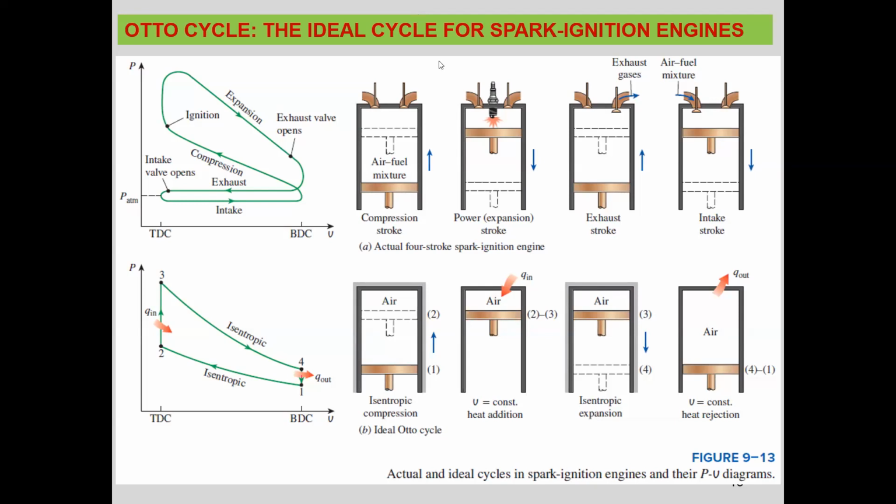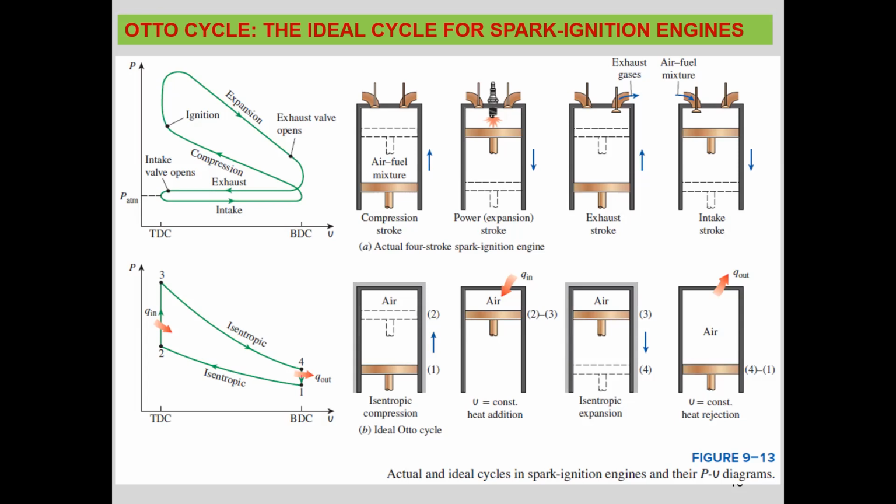Gülis says between top dead center and bottom dead center. She means the distance. Mohammed says the volume difference. Celil says the stage. The correct answer is the distance between top dead center and bottom dead center. That is the stroke. A 4-stroke cycle means in one cycle there are 4 strokes.